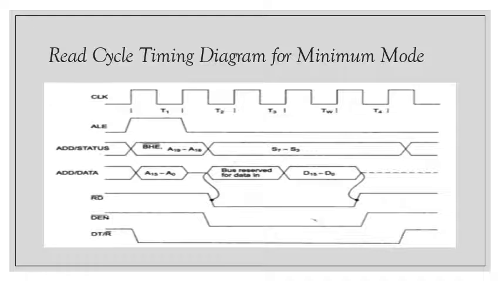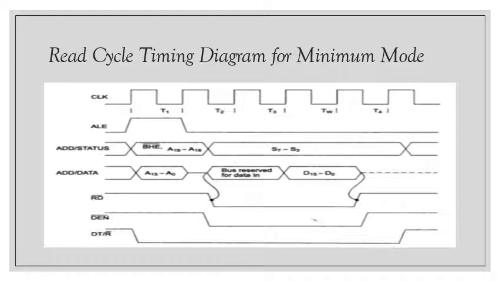The read signal causes the addressed device to enable its output. The valid data is available on the data bus. The addressed device will drive the read line high. When the processor returns the read signal to high level, the addressed device will again tri-state its bus drivers.